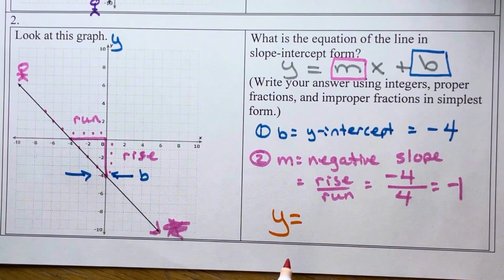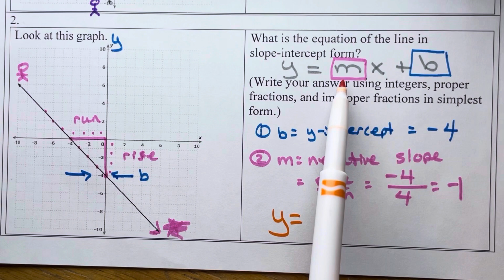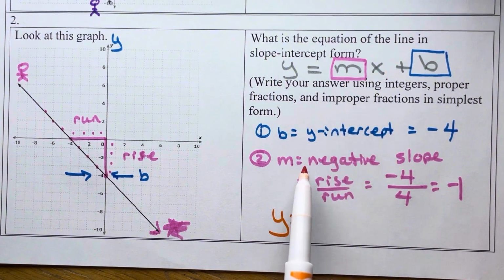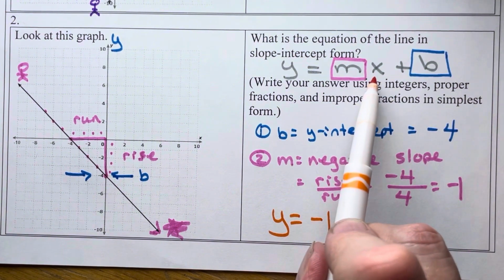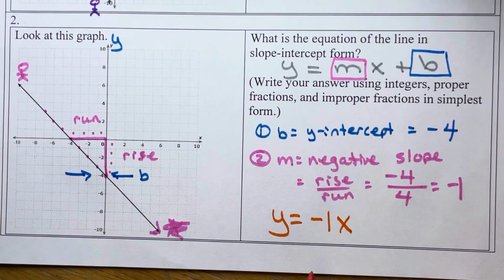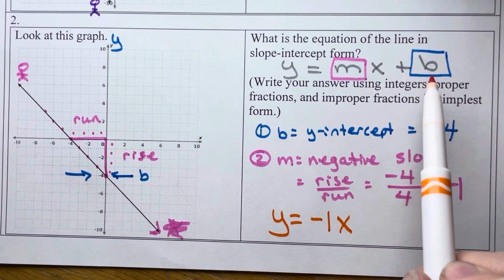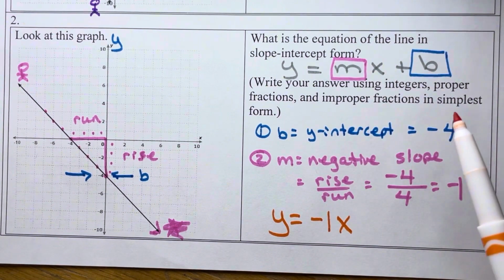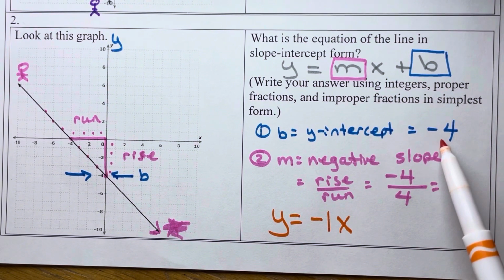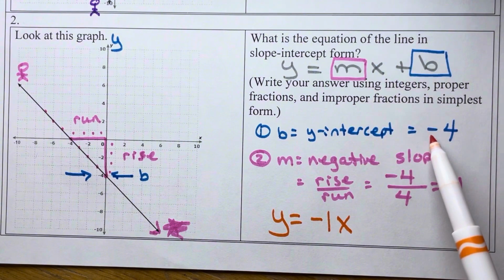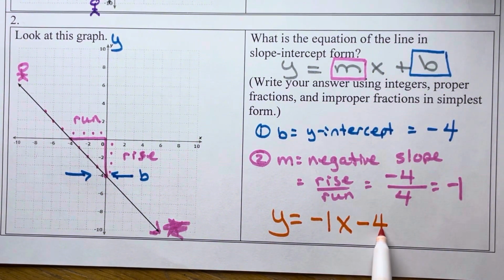Y equals -1. That is my slope, that is my M. -1x, as x comes after your slope, plus B. And we stated in the previous example that if your y-intercept is a negative number, you just use the negative that's on it. You don't have a plus and a minus side by side. You just use the negative that's on it if your y-intercept is negative.